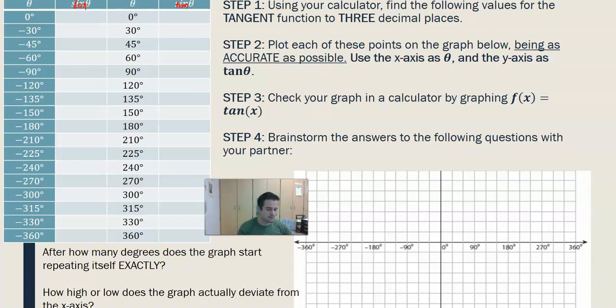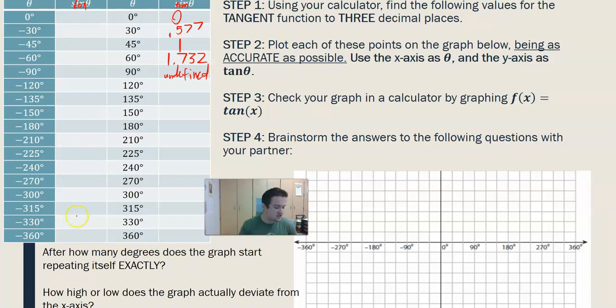So let's fill in my plot here. Tangent of 0 is 0. Tangent of 30 is 0.577. Tangent of 45 is 1. Tangent of 60 is 1.732. Tangent of 90. Whoa! What is tangent of 90? Undefined. It gives you a domain error for tangent of 90 degrees. And if you look at your unit circle, that's what you should have expected, that the tangent of 90 degrees is undefined because you divide by 0. Okay, so maybe this isn't going to be exactly like a sine or cosine function.